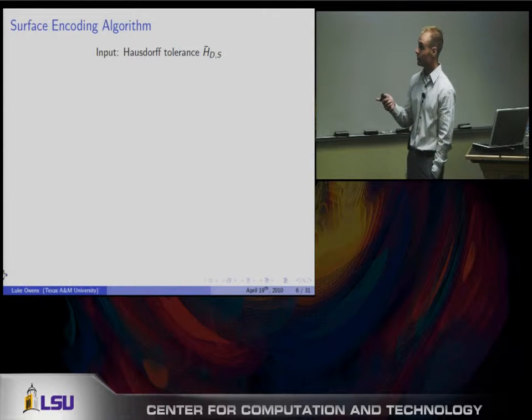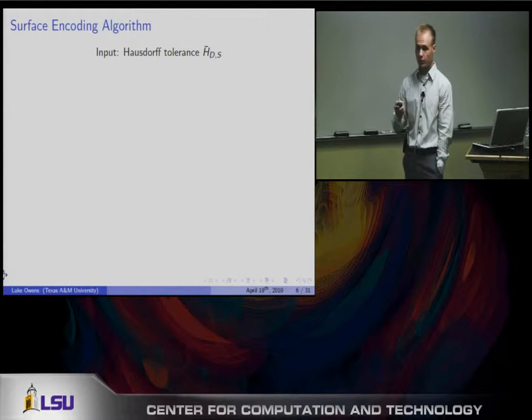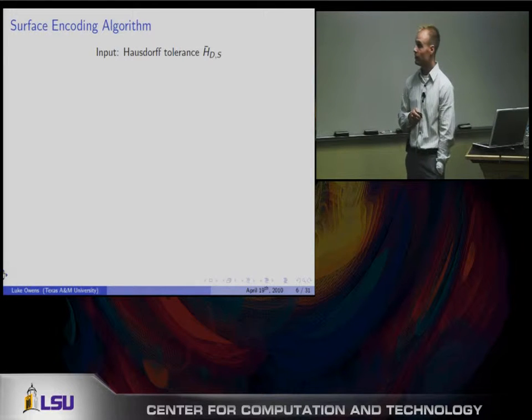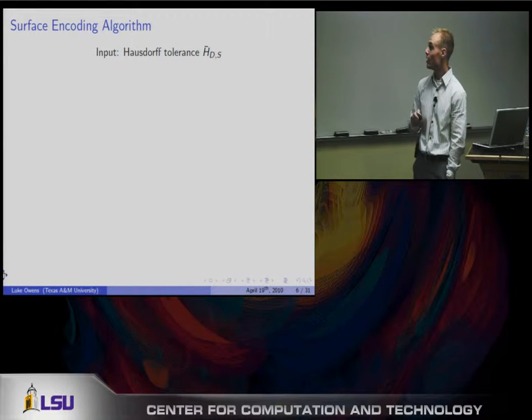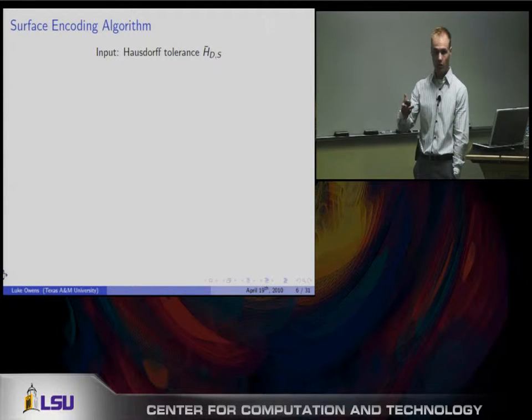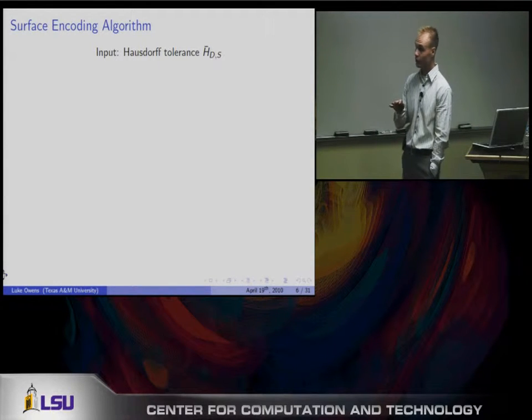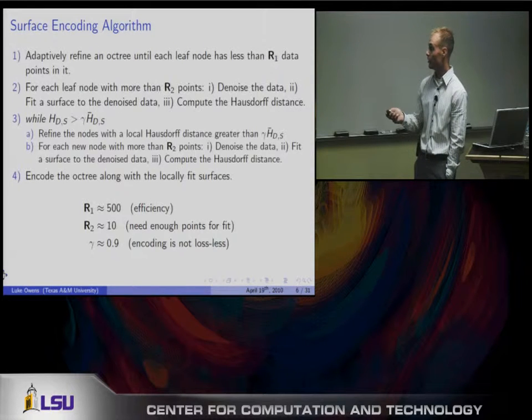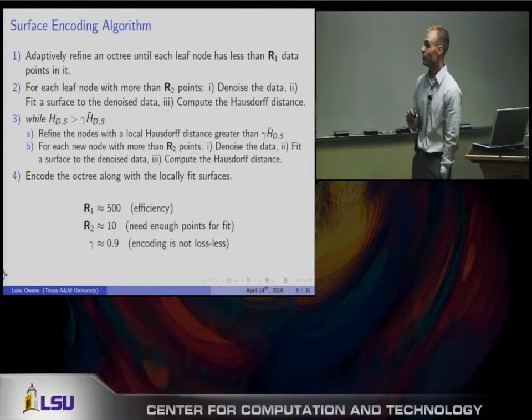All right, so here is our surface encoding algorithm. I'll present the algorithm here, and then we'll go through the details of each little step in the slides to come. So the input is basically just the Hausdorff tolerance. So you tell me, okay, I want you to accurately approximate this surface, and I want it accurate to within this specified tolerance. So here's how we do it.